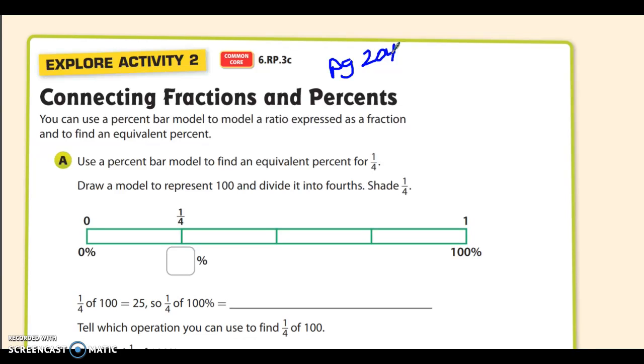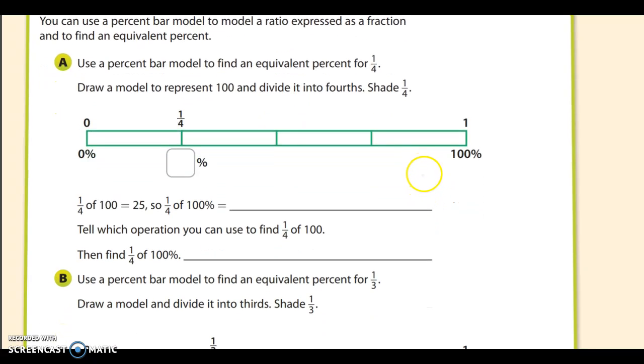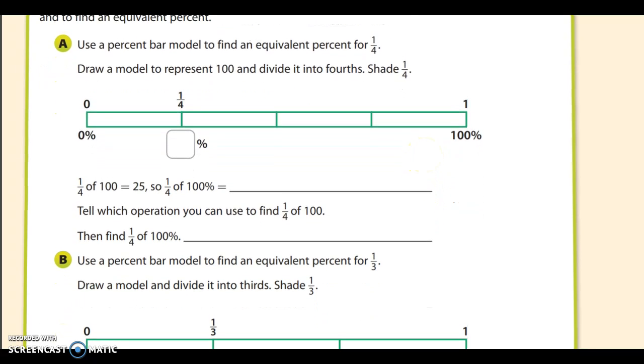You can use a percent bar model to model a ratio expressed as a fraction and to find an equivalent percent. Let's check this out. This first one's really pretty easy, but I'll help you. Question A reads, use a percent bar model to find an equivalent percent for 1/4. Draw a model to represent 100, divide it into fourths, and then shade 1/4. Well, if you shaded 1/4, it would be this set right here.